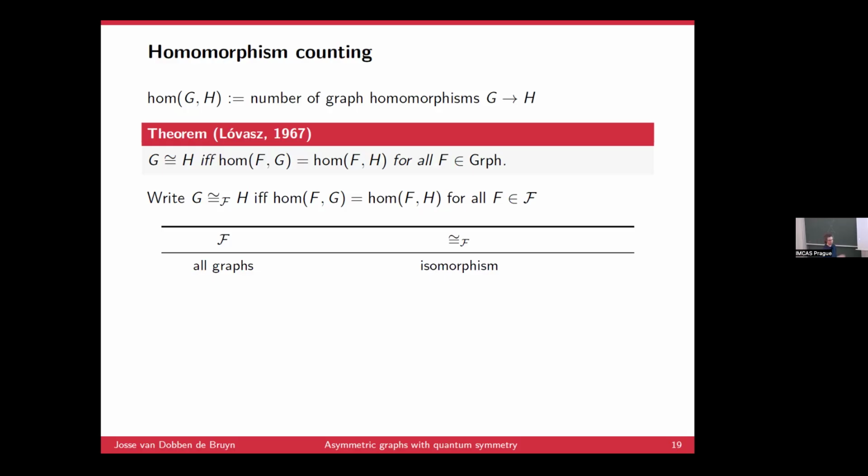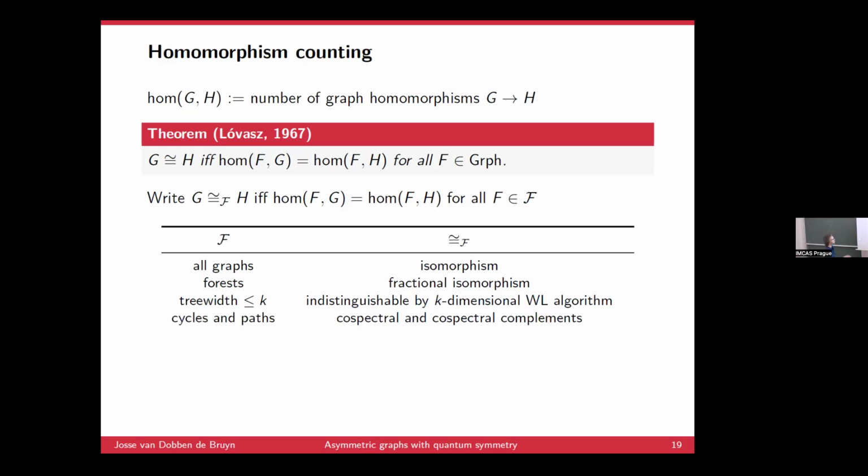So, okay, if we take all graphs, then we get isomorphism. If you take only forests, so disjoint unions of trees, then you get fractional isomorphism. If you take graphs of tree-width less than or equal to k, which is an important parameter in structural graph theory, you get graphs that are indistinguishable by the k-dimensional Weisfeiler-Leman algorithm. If you take cycles and paths, you get graphs that are cospectral and have cospectral complements, meaning their adjacency matrices have the same eigenvalues with the same multiplicities. So all these natural equivalence relations can be characterized by homomorphism counting.